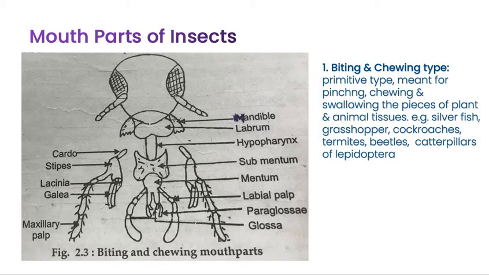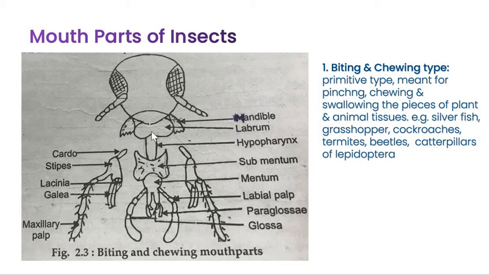The set of parts, the first one, that is labrum or upper lip. Here you can see, right? The first type of mouthpart is biting and chewing type of mouthpart, and it constitutes different parts. The first part is the labrum. Now here you can see the labrum, or it is also called the upper lip.